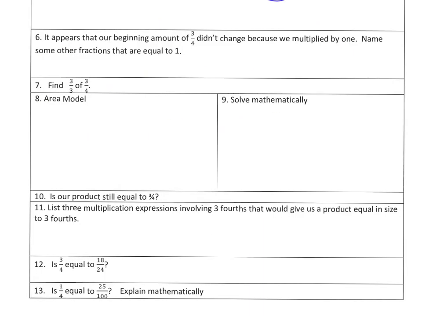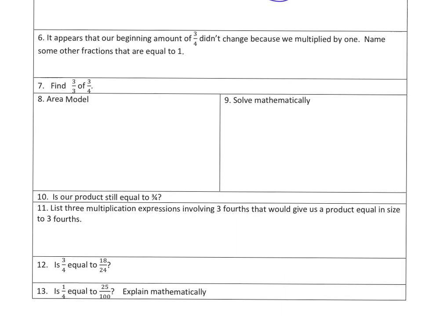So remember how I said that 2/2 is the same as 1? Our beginning amount of 3/4 didn't change because we multiplied by 1. Well, what happens when you multiply by 1? Nothing. 2 times 1 is still 2. 3 times 1 is still 3. 26,000 times 1 is still 26,000. So 3/4 times 1 is still 3/4. And 3/4 times 2 halves is still 3/4 because you're just multiplying by 1. We just got a different kind of 3/4.